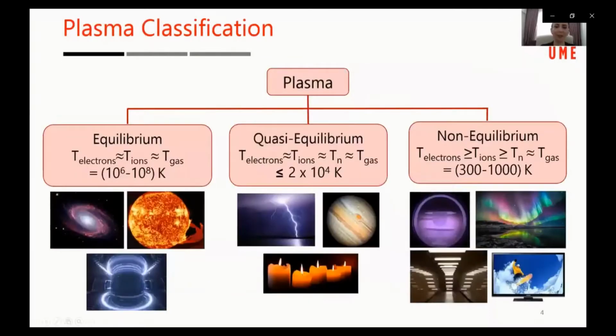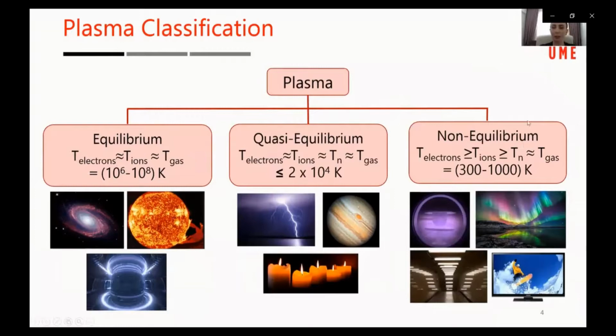Here you see examples of the plasma state. We classify plasma into three types: equilibrium plasma, quasi-equilibrium plasma, and non-equilibrium plasma. In equilibrium plasma, all the atoms in the gas are ionized. So we will have no neutral gas atoms in the equilibrium plasma. And the temperature of electrons will be almost equal to that of the ions. The temperature of this ionized gas will be around 10^6 to 10^8 kelvins. It will be huge. You will find this type of plasma in galaxies, in the sun, or in a tokamak.